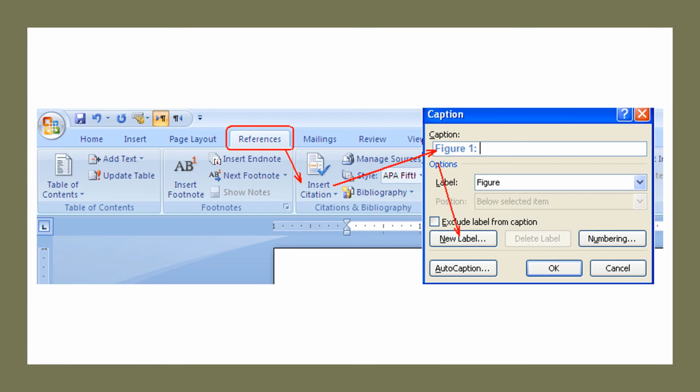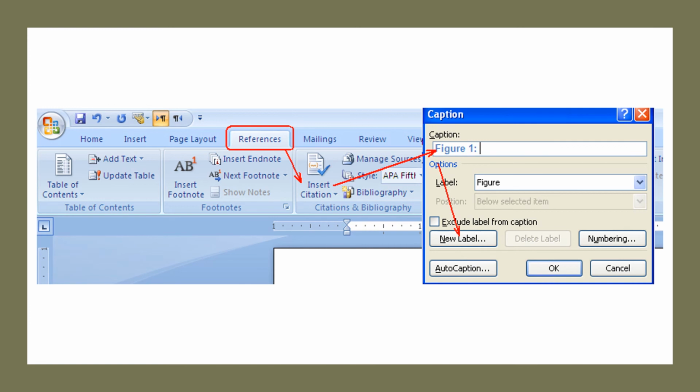So you might say GDP of Italy since 2015. So your entire caption would say Chart 1, GDP of Italy since 2015. Now, the beautiful thing in Microsoft Word is that this will always update the numbers of your chart, graph, or figure.